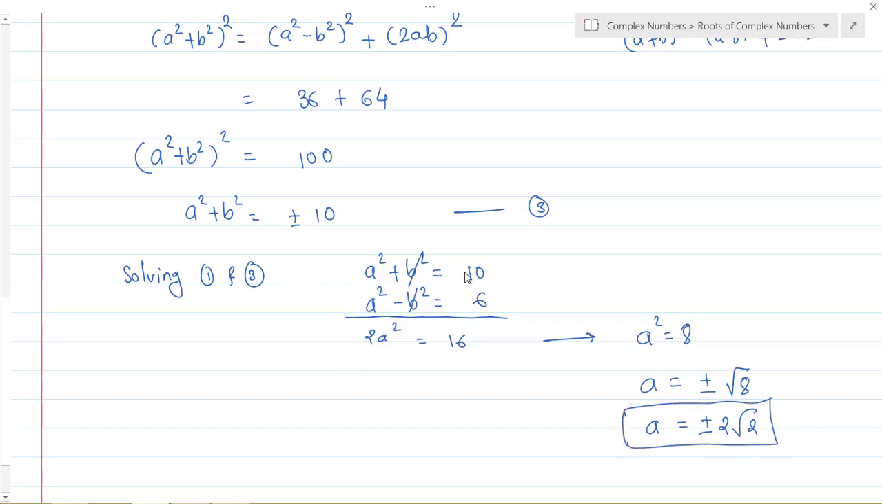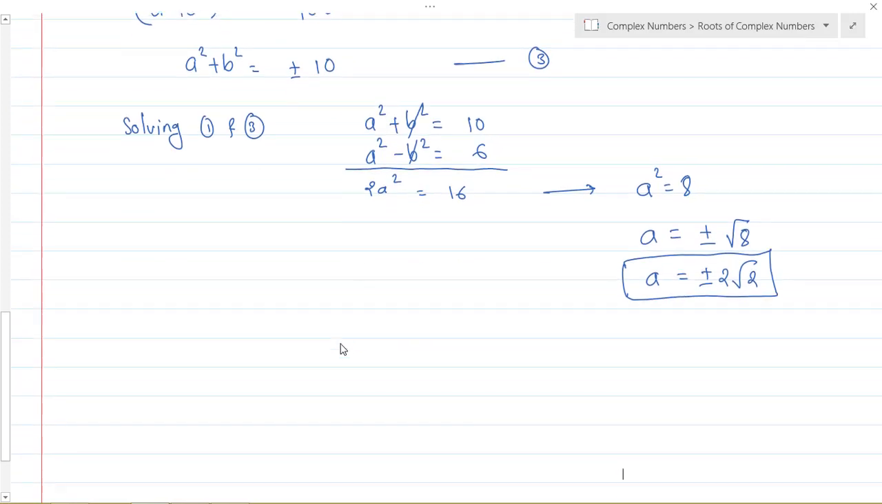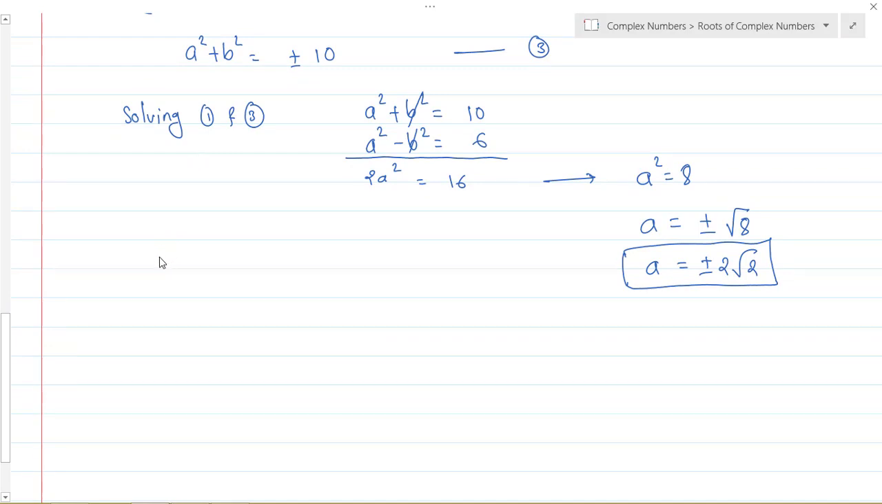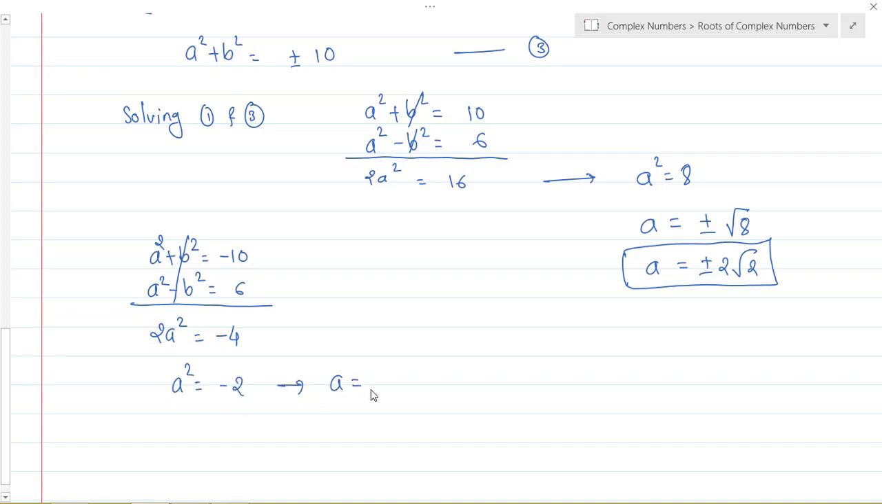Now take minus 10 here and let's try to solve this. Let's check what will happen. So a square plus b square is equal to minus 10, and a square minus b square is equal to plus 6. Let's cancel out these two terms. So 2a square is equal to minus 4. So a square is equal to minus 2, and of course then a is root of minus 2.